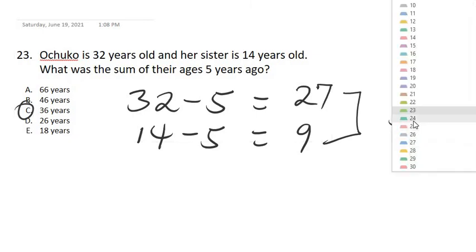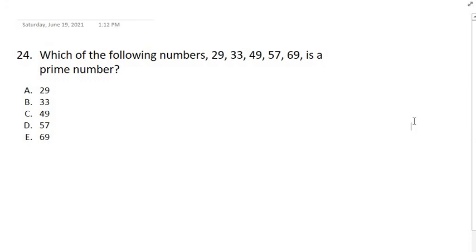Question 24. Which of the following numbers, 29, 33, 49, 57, 69, is a prime number? Mainly looking at this number, the prime number here is 29, which is A. A prime number is a number that cannot be divided by any other number except 1 and itself.